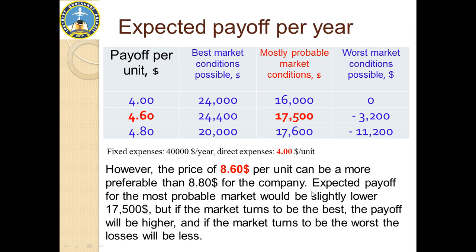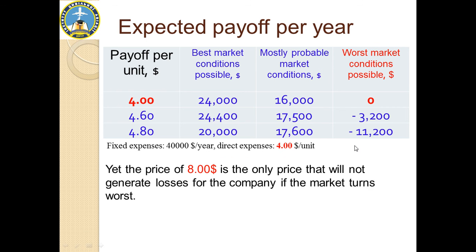Yet the price of $8 per unit is the only price that will not generate losses for the company if the market turns worst. So obviously, if the market turns worst, this is the only pricing option which will not generate losses. The company will stay as it is, without making money and without losing money.